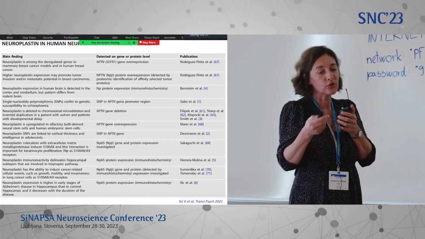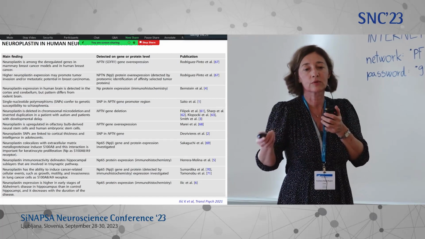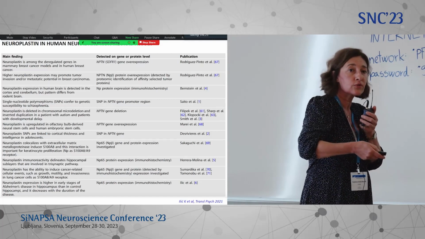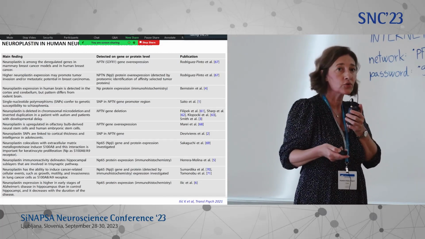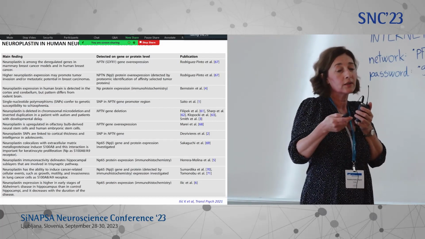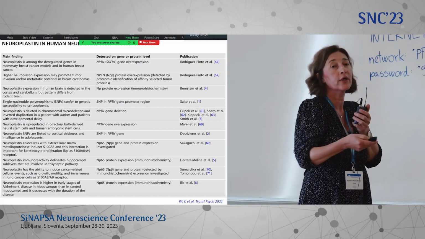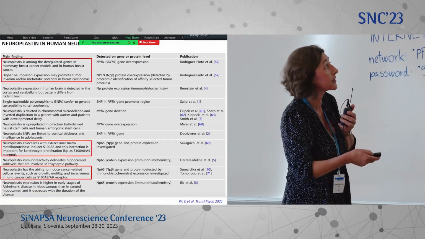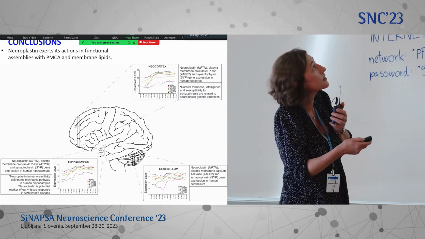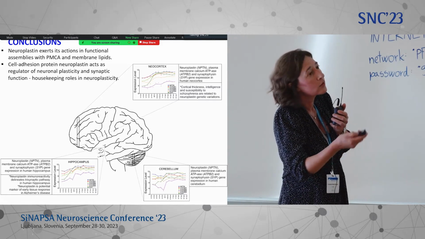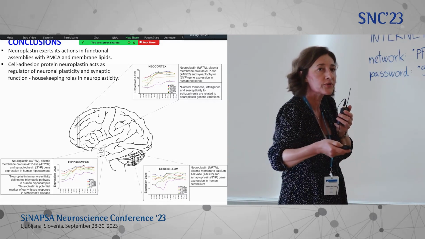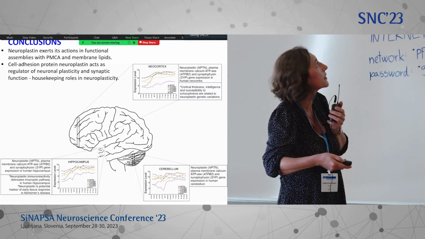So the findings which I showed you were related, of course, mostly to the brain tissue, but this is just to note that there is another isoform which is expressed in other tissues, and quite interestingly, this isoform NP55 is important for malignancies, for different malignancies. So basically, the main conclusions would be that neuroplastin is important for making those assemblies and functions together with the PMCA, which controls how much of the calcium is inside the cell.